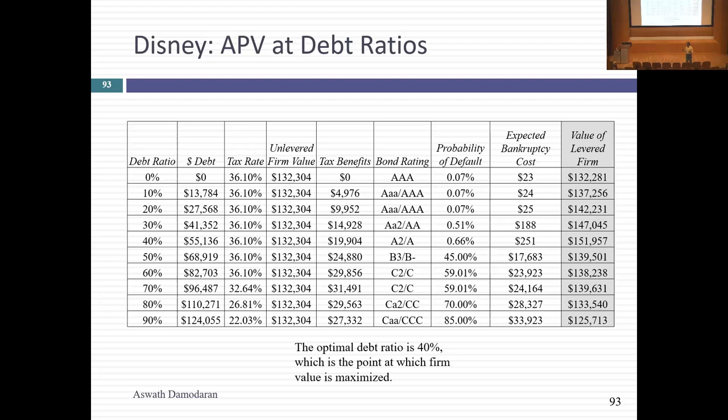The expected bankruptcy cost, I get by first computing the rating. So same process as before, but using the rating to get a probability of default now. And that probability of default gives me an expected bankruptcy cost, which starts to climb as I get from 0% debt to 10% debt to 20% debt, all the way to 90% debt. My firm value is my unlevered firm value, which is always 132.3 billion, plus the tax benefit minus the expected bankruptcy cost. There's the value for my levered firm.